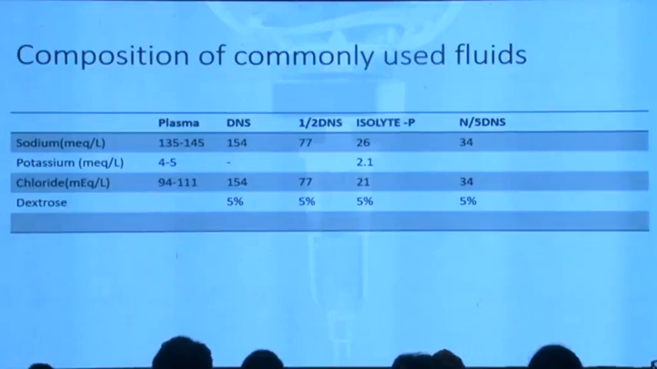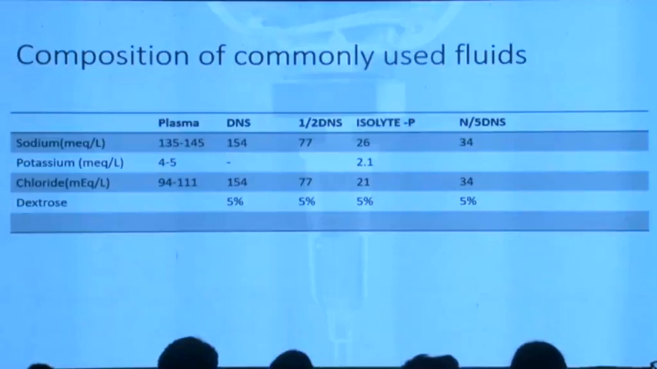Now DNS contains 154 sodium, 154 chloride and 5% dextrose. Half DNS contains 77 sodium, 77 chloride, no potassium. Isolyte P is 26 sodium, 2.1 potassium, 21 chloride, and N/5 DNS, which is rarely used, I think, contains 34 sodium. Now for a serum sodium of 140, we are prescribing N/2, which contains sodium of only 77.